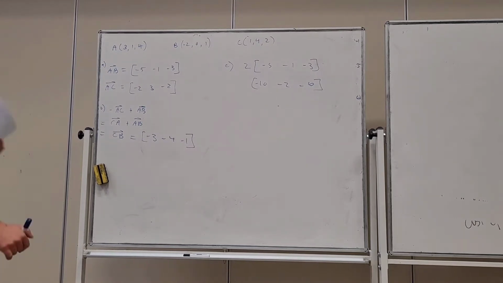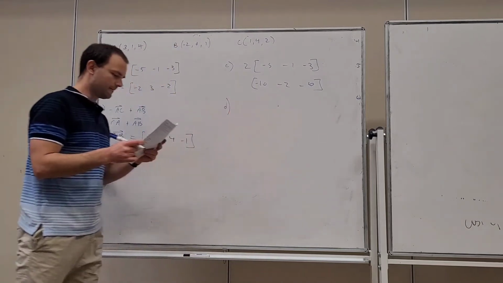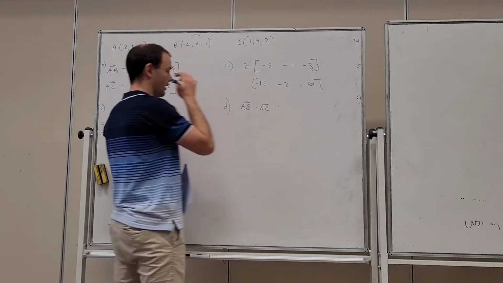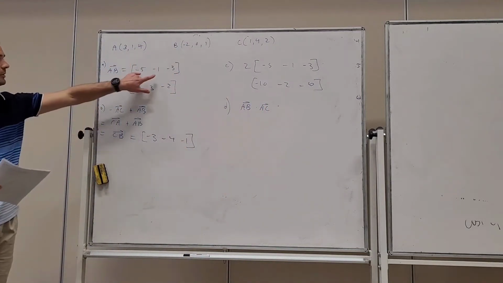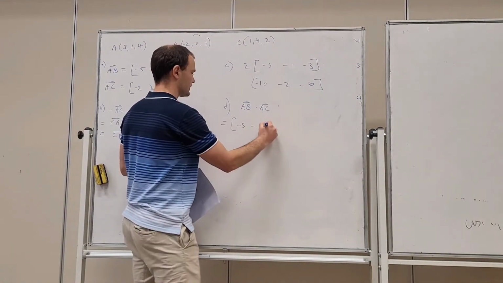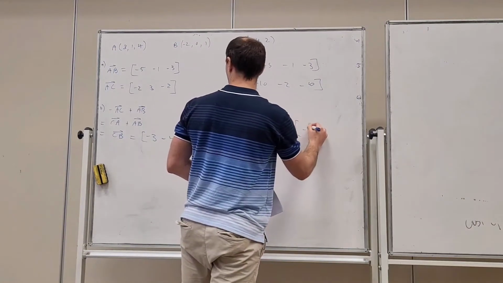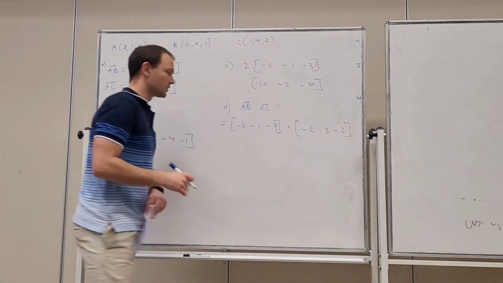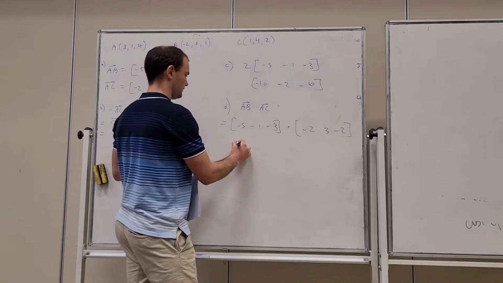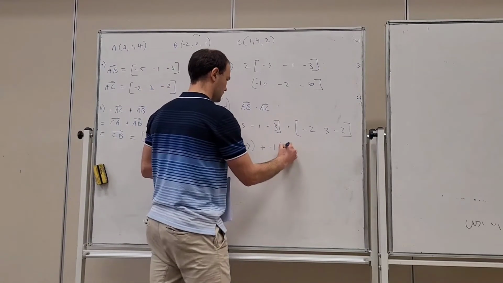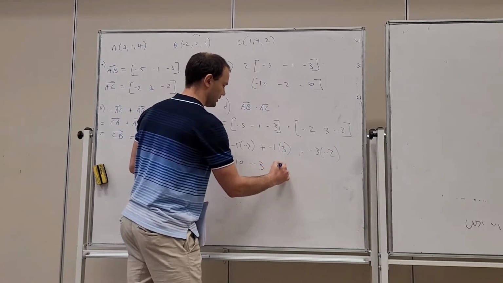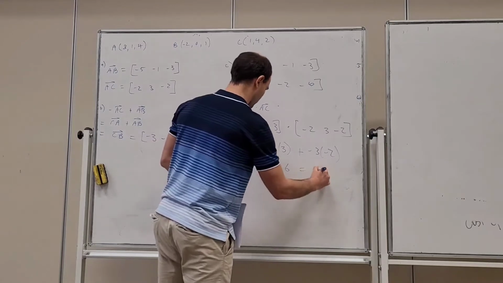Okay, next we have dot product. We've got find vector AB dot vector AC. So we're doing the dot product of these 2 vectors. So I'm going to write them out next to each other. So that's -5, -1, -3, and then we're dotting -2, 3, and -2. And so what we do is we do the x times the x, plus the y times the y, plus the z times the z. And we'll just evaluate that. 10, take 3, plus 6, 13.